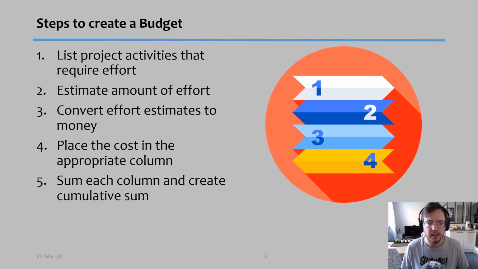Then you place that cost in the appropriate column. Obviously, you add as well the things that you need to buy. I will show an example later. And finally, you sum each column and create the cumulative sum.